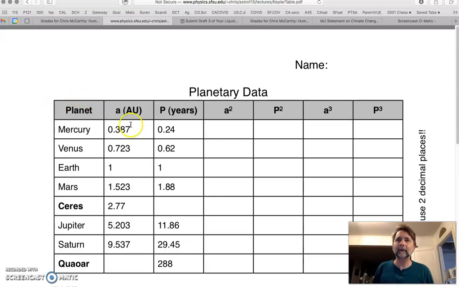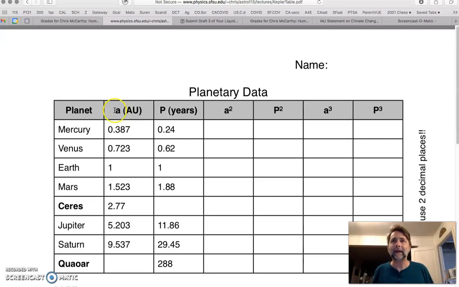And what we're given is the period of the planet's orbits. That's under the category P, period in years. And the semi-major axis, that's the size of the planet's orbit in astronomical units. What you're going to try to do is calculate the squares and cubes of these numbers.